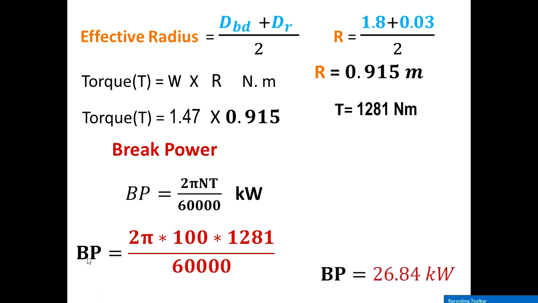Brake power is 2 pi N T divided by 60,000. Brake power, you are getting 26.84 kilowatts. Please note down all these things. Make a table like this, as you observed in the first video. Please make a table.